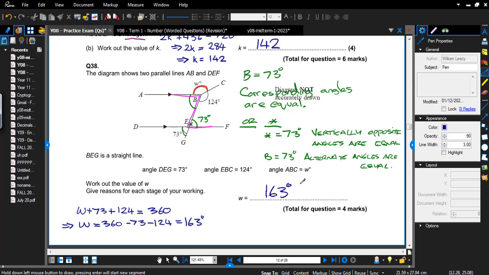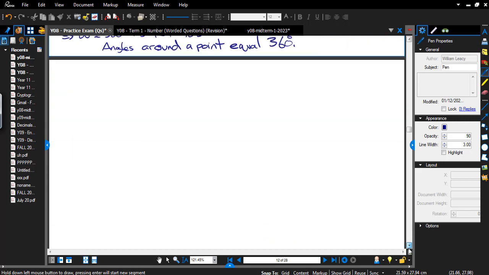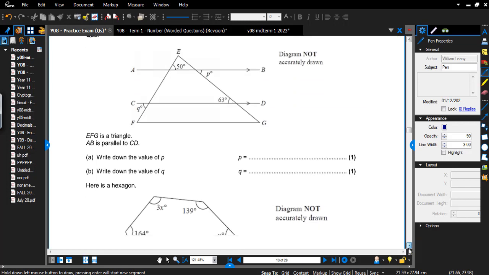Now you have to give a reason, unfortunately. It is angles around a point, technically. If you say angles in a circle equals 360, I might give it to you, but angles around a point equal 360 degrees. And that's that. Cool. As I said, get the angle, give the reason. Get the next angle, give the next reason.